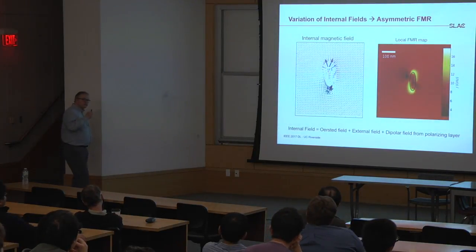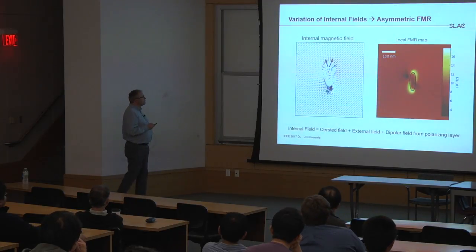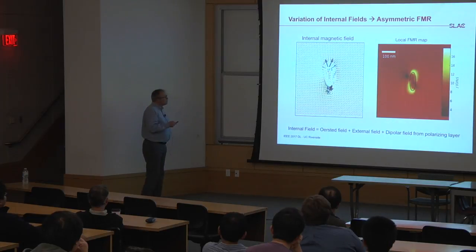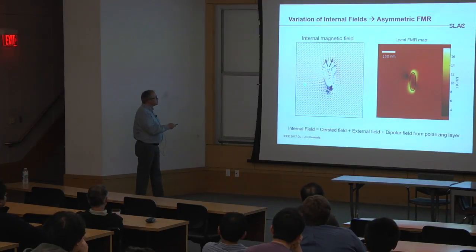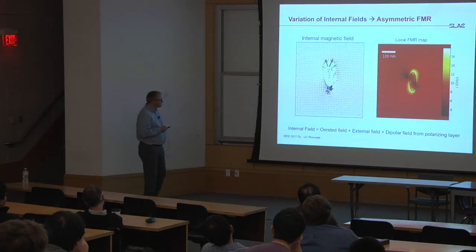It turns out that the real field distribution is much more complicated. There are two ways of showing this, and this is one way. The small little red arrows are given by the external field, the 700 Oersted that we apply externally.